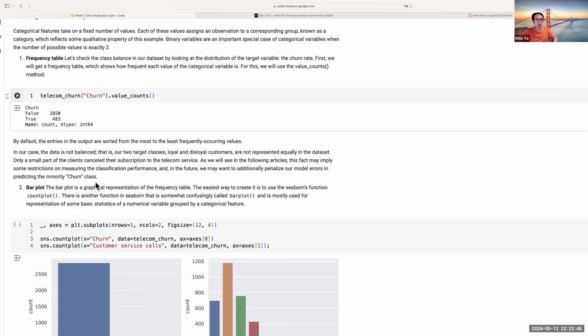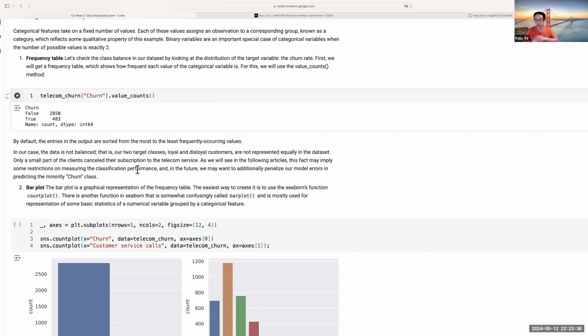By default, they're all sorted from the most to the least, in decreasing order. And you can see in our case the data is not balanced, and we have two target classes. One is false churn, which is a loyal customer, and a disloyal customer is one who churns. What we see is that only a very small part of the clients cancel their subscription, meaning they actually churn the service. This factor may give you some idea about restrictions on measuring classification performance. We will talk about this later.